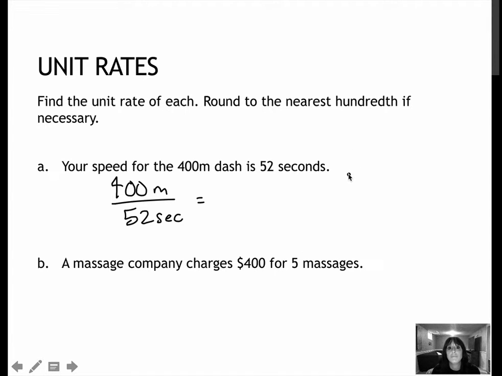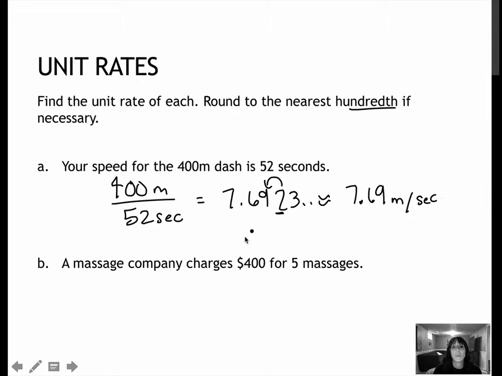Using a calculator, rather than trying to do the long division, I would divide 400 by 52 and get 7.6923, etc. Now notice it says round to the nearest hundredth if necessary. So I'm going to round this to 7.69 because this 2 says I don't need to round up the 9. And then my label would be meters per second. So the speed on average is 7.69 meters per second. Now, does that mean every second you're running exactly 7.69 meters? No, it doesn't. That is your average speed.